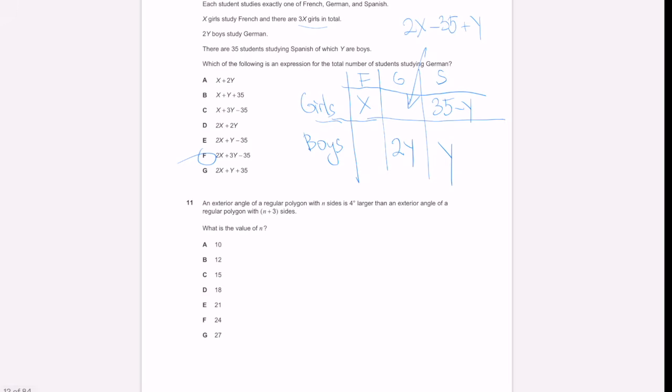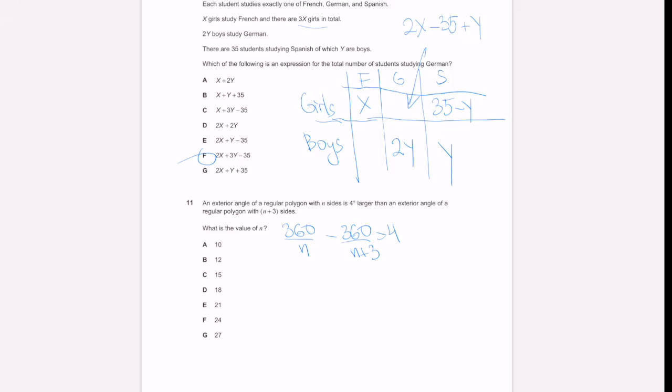K11. An exterior angle of a regular polygon with n sides is 4 degrees larger than the exterior angle of a regular polygon with n plus 3 sides. Okay, so the exterior angle formula says that for an n-sided polygon, the exterior angle is equal to 360 divided by n. And then we know that this one is 4 degrees larger than the exterior angle of a regular polygon with n plus 3 sides. So this, take away 360 over n plus 3, is going to be equal to 4.